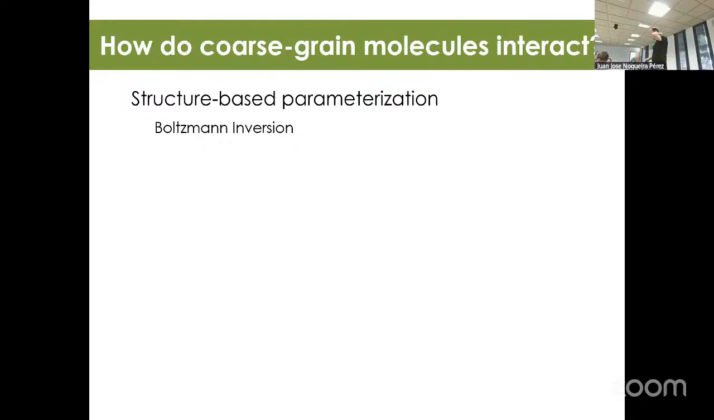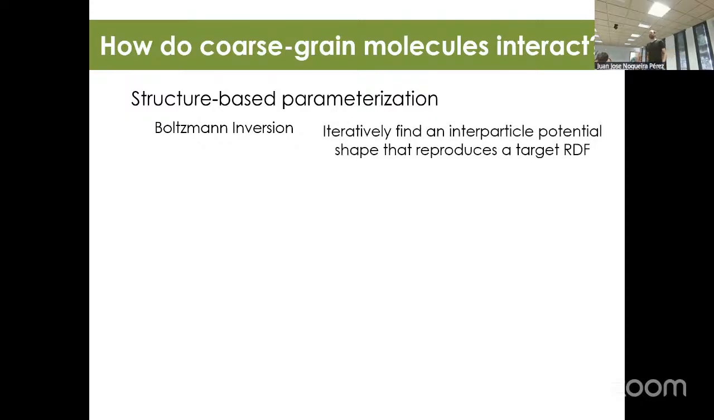So when you want to create these models, we have to come up with these potentials, the interaction identities of these particles. And most of my talk is going to be discussing exactly how this is done. I'm going to start with the methods that I don't use so much and don't like so much. It's just a couple of slides. This is what I call structure-based parameterization. And this one in particular is based on the method called Boltzmann inversion.